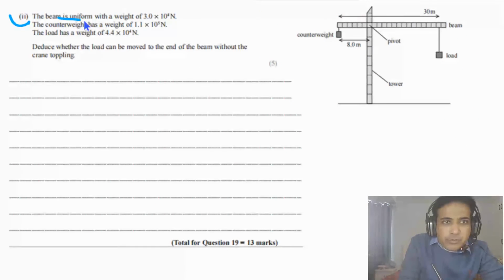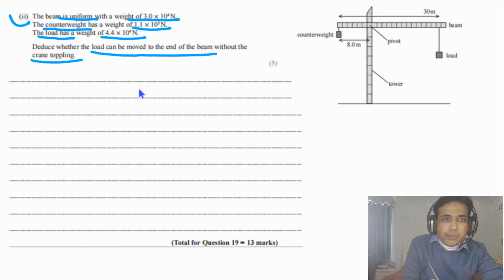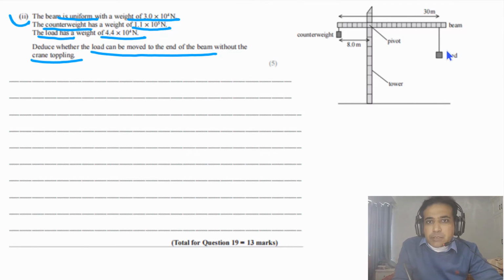The second part says the beam is uniform with a weight of 3.0 times 10 to 4 newtons. The counterweight has a weight of 1.1 times 10 to 5 newtons. The load has a weight of 4.4 times 10 to 4 newtons. Deduce whether the load can be moved to the end of the beam without the crane toppling. The question is simply asking us, if we move this load to the end of this beam, will this crane topple or not.